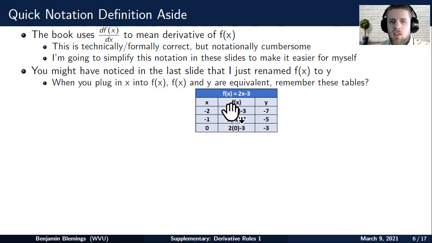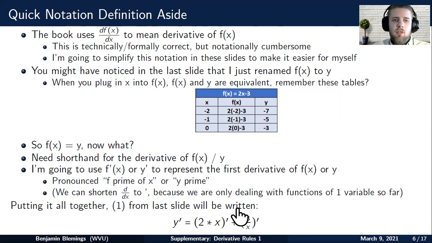So you might have seen these tables before, and you can see that when we plug -2 into our function, it gives us -7, and we can see that f of x and y are equivalent. So if you do 2 times -2 and subtract 3, then you get -7, and so we know f of x and y are equivalent, and the same for any of those x's. Because we know that 2x minus 3 is a function, it passes a vertical line test. Whew. All right, so f of x equals y.